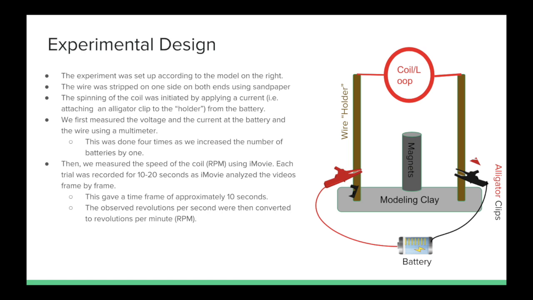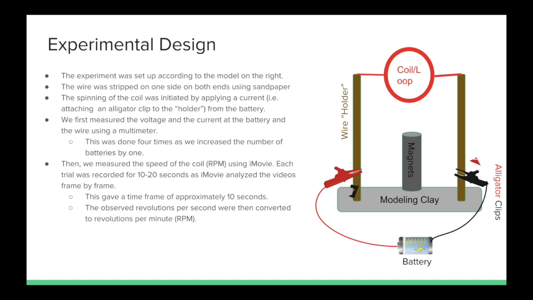Here's our experimental design. We set up our experiment based off the model displayed. We then stripped the wire on one side at both ends using sandpaper. Then we attached alligator clips from the battery to the wire holder so that the current could flow through. Once that was done, we began to measure the voltage at the battery and the current at the wire. This was done 4 times as we added a battery for each trial.